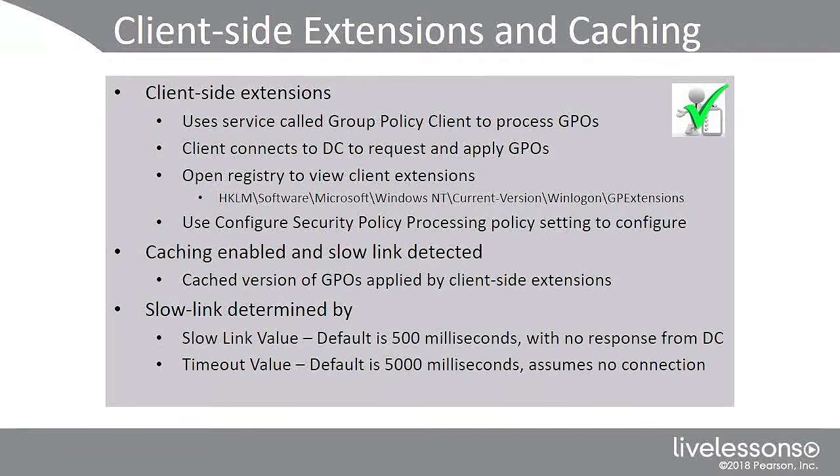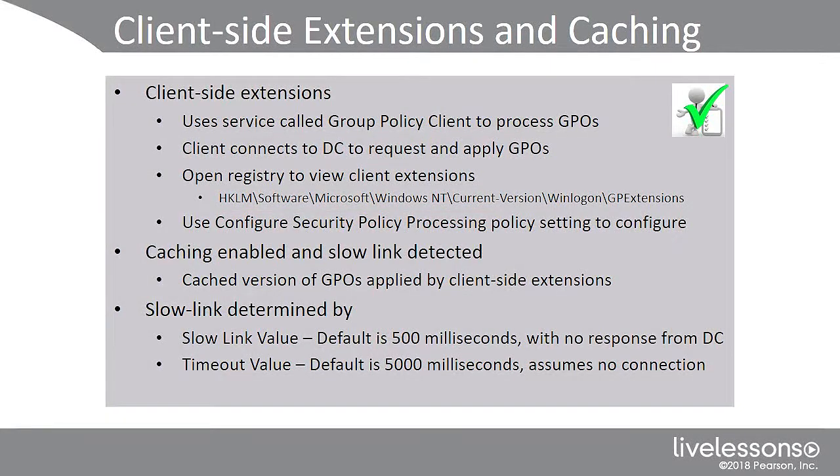While we're talking about client-side extensions, remember this is a DLL that's going to implement the group policy on the client computer. And to do so, it uses a service called Group Policy Client to process those GPOs. However, the client has to connect to the domain controller in order to request and apply the GPOs. If you want to see what client extensions you have on your computer, you can go into this registry key here. And if you want to control what client-side extensions are applied, even when a slow link is detected, you can do so by configuring the policy called Configure Security Policy Processing.